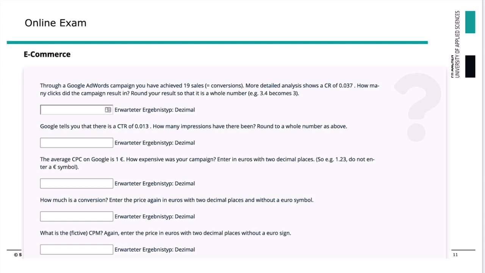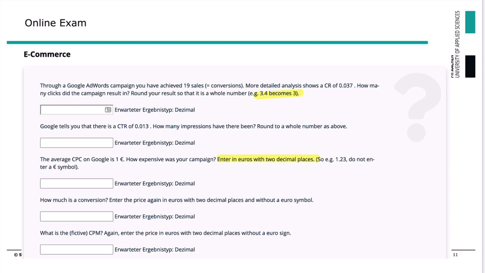So first, you always have these entry fields, and you can only enter numbers with a decimal point or a colon, but no unit. Then we always state what we expect. So for example, if it should be rounded or to which digit it should be rounded. Here, for example, to the whole digit. Later on, we have enter in euro with 2 decimal places, so you have to round up or down for 2 digits after the decimal sign.